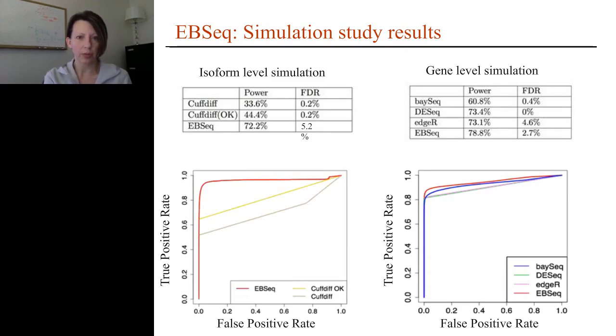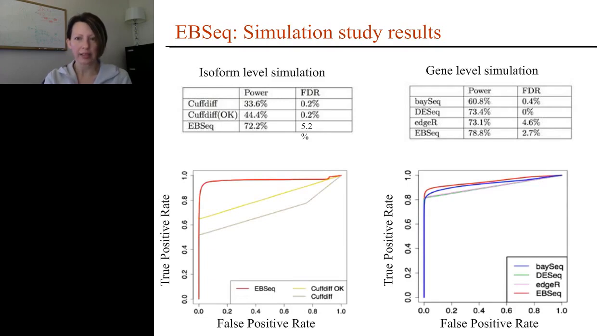Power is 33%, FDR is 0.2%. If you reduce the data set by only considering the genes that CuffDiff considers to be okay, you increase power for a reduced set of genes, and FDR is well controlled. So CuffDiff seems to have very well controlled FDR, but the power is quite low compared to other methods. EBSeq, in contrast, has reasonable FDR. Our target FDR here was 5%. We're at about 5.2% on average across the simulations with about 72% power.